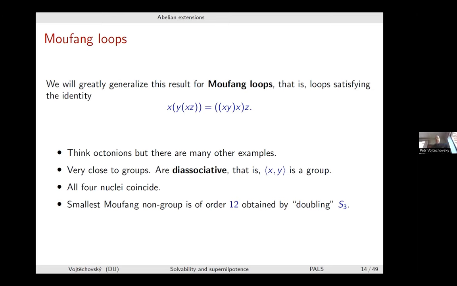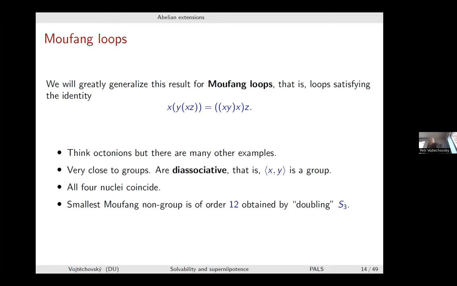And these are very close to groups indeed. For example, they have this diassociative property, meaning that any two elements generate a subgroup. So if you look at an expression involving only x and y, their inverses and so forth, then you get a group. This also proves that inverses will exist, right? Because you can take the group generated by x and it's going to be a cyclic group, so it's going to contain x to the minus one for free. All four nuclei coincide in Moufang loops, so you don't need to take the intersection.